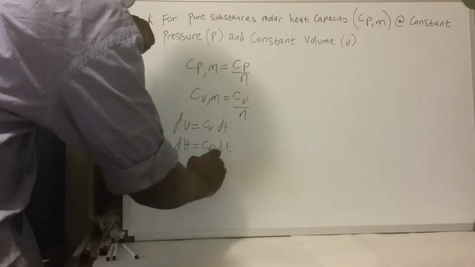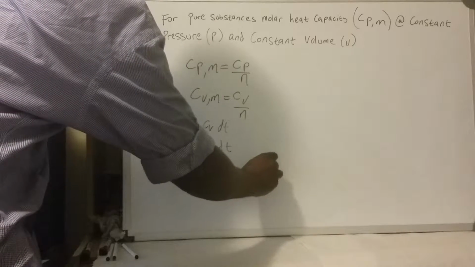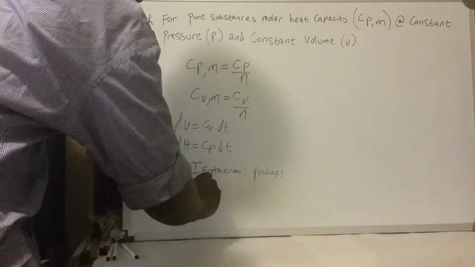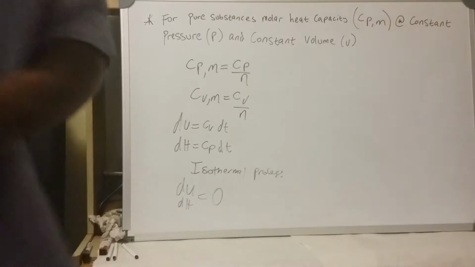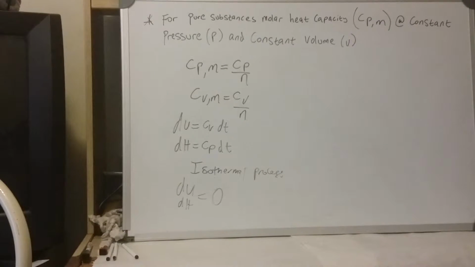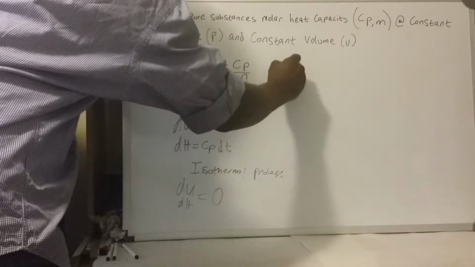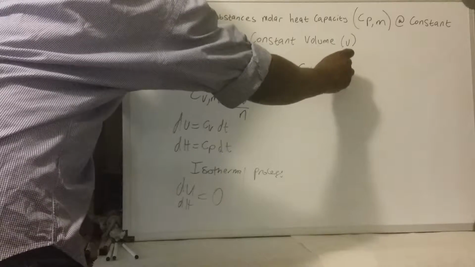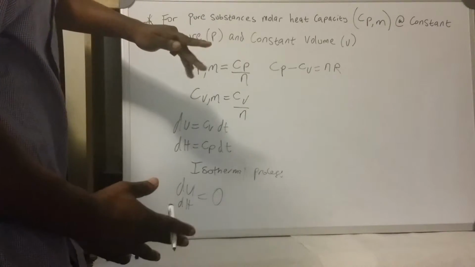So in an isothermal process, dU and dH are both equal to 0 because they only depend on temperature change. So for a reversible isothermal process in a perfect gas, we have Cp minus Cv equals nR, I believe, and CPM minus CVM is equal to R.